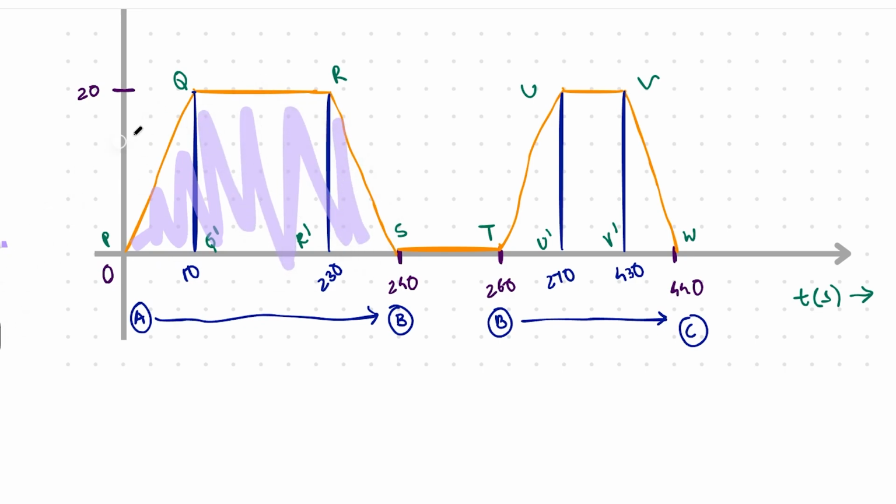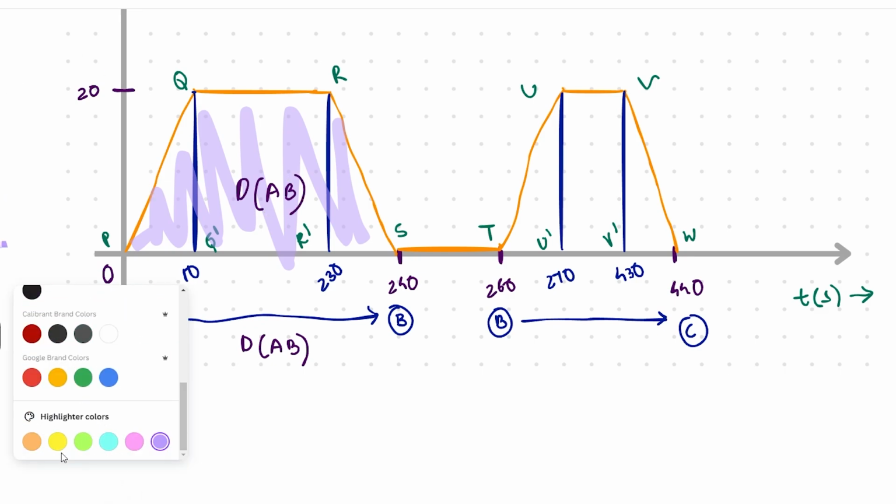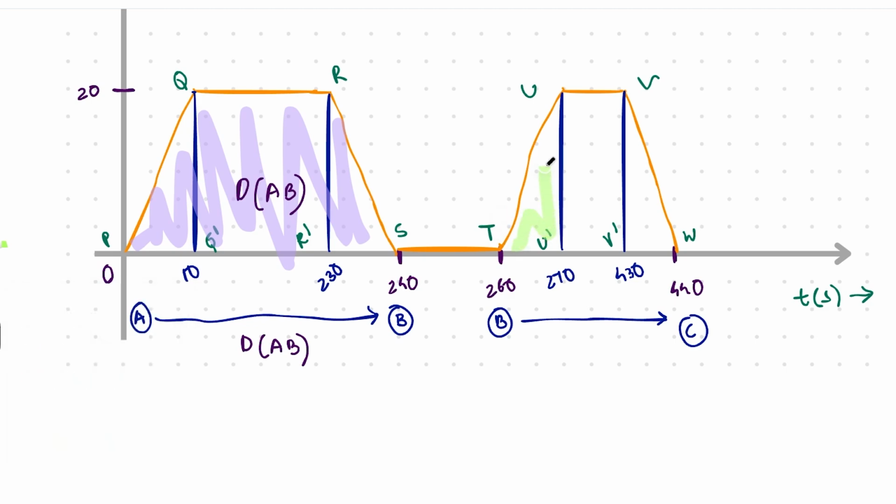So, agar kisi tarike se agar hum is quadrilateral ke area dhoond lete hai, so hume mil jayega distance between stations A and B. Okay, so if I were to find this area, it would give me distance between stations A and B. Similarly, agar hum area dhoond lete hai for quadrilateral T, U, V, W, so that is this area. So this will give us the distance between stations B and C.